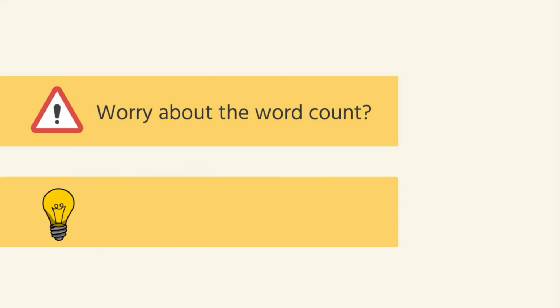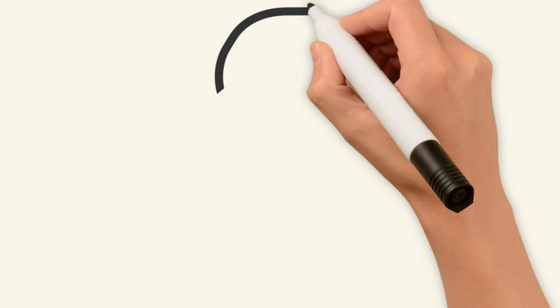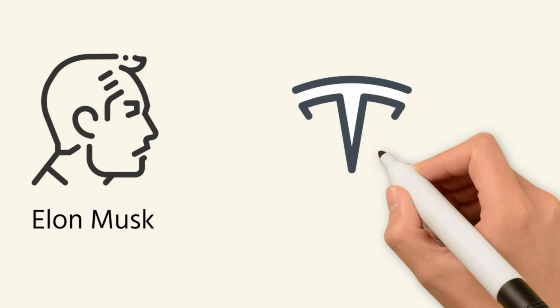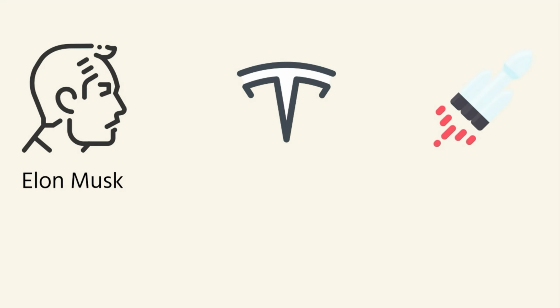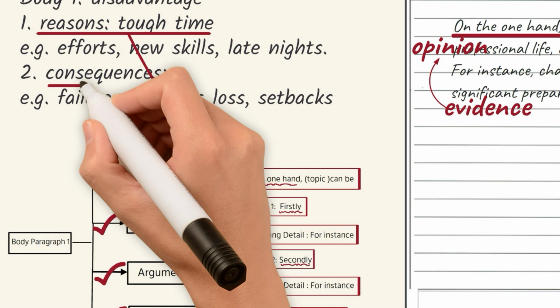Tip 1. If you worry about the word count, here is my tip. You can further detail the evidence. For instance, describing a specific person and action, such as Elon Musk, who started his Tesla after SpaceX. That's very challenging. Remember, for evidence, the more specific, the better.